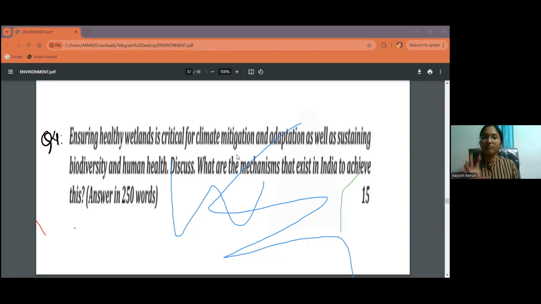Use those sites as examples in this question, right? Wherever it is possible. For example, in sustaining biodiversity, I can write the example of Chilika Lake. It is a very good example, right? And similarly for human health also, you will write points here. Now there is a second question.